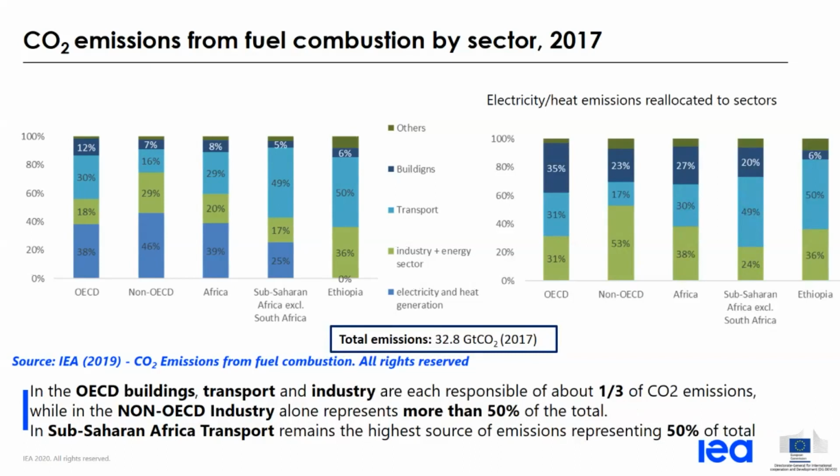You can see the same figure, but we allocate all the electricity that is consumed to the different sectors, and we allocate the emissions to those sectors. For example, the industry is consuming some electricity, and we reallocate the power production emissions to this sector, depending on how much electricity it is consuming, and the figure changes a bit. So you can see in this case, in the OECD, buildings, transport, and industry each represent more or less 1/3 of the emissions related to fuel combustion. While in the non-OECD, we can see that industry alone represents more than half.